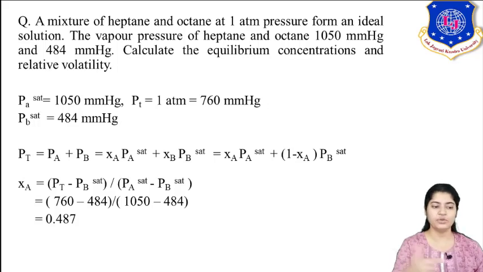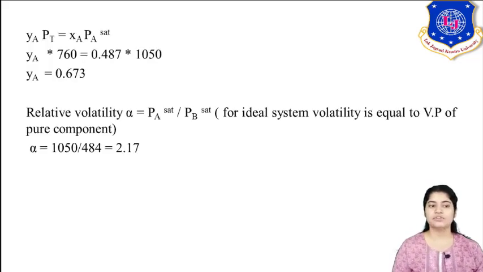Now solving it, you will get XA equal to PT minus PB sat, whole upon PA sat minus PB sat. Now you just have to substitute the values. So hence XA is obtained that way. Try to practice as much as possible. Be very thorough with the relations of partial pressure, vapor pressure and total pressure. Try to learn small equations like this. So now I got XA as 0.487.